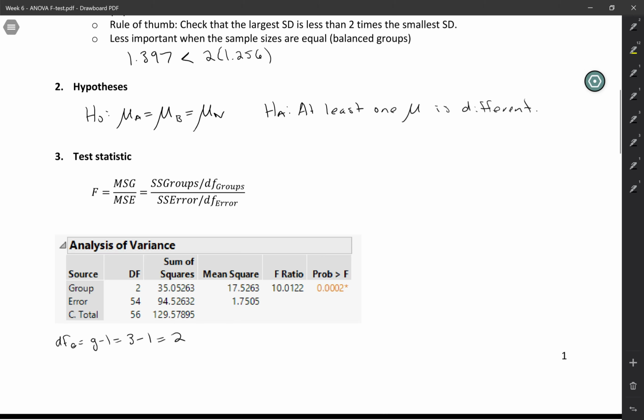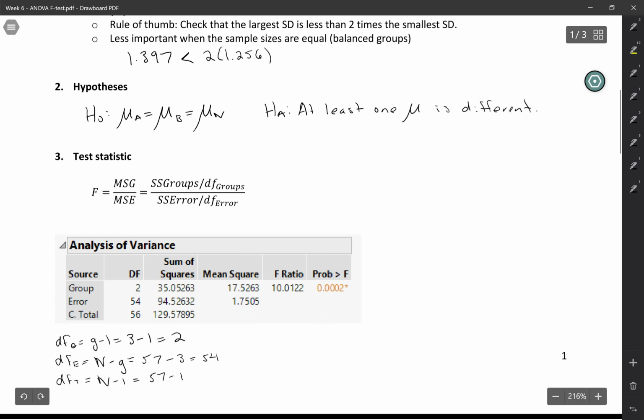groups. The degrees of freedom for error is the total sample size minus the number of groups. Sometimes you see a capital N for the total sample size, lowercase n for the individual group sample sizes. I won't be super particular about that. So we've got 57 for our overall sample size, minus the number of groups, and we've got 54 degrees of freedom for error. And then the degrees of freedom for the total is just the overall sample size minus 1. So 57 minus 1 gives us 56 degrees of freedom. Notice that 2 plus 54 equals 56. The degrees of freedom always sum up to the degrees of freedom for total like this.